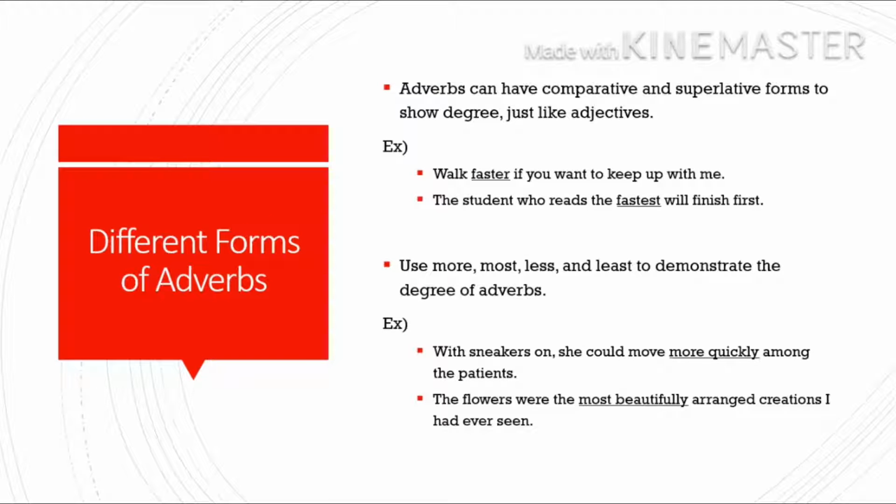There are a few different forms of adverbs, and they are all fairly easy to remember. Adverbs can have comparative and superlative forms to show degree, just like adjectives. For example, walk faster if you want to keep up with me. You can also use more, most, less, and least to demonstrate the degree of adverbs. For example, with sneakers on, she could move more quickly among the patients.